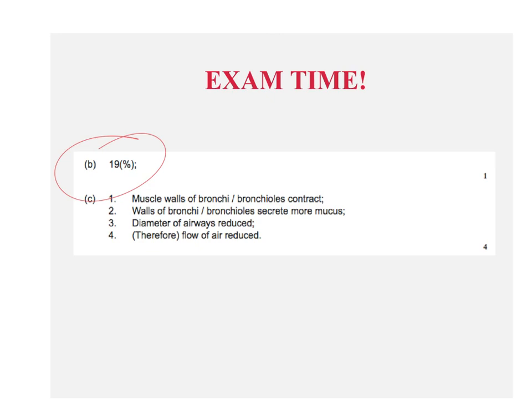And then finally, talking about asthma, you should have said that the walls of the bronchi or the bronchioles are contracted. You might well know that asthmatics secrete more mucus as well. And the diameter of the airways is ultimately going to be reduced, resulting in the flow of air being restricted or reduced as well.